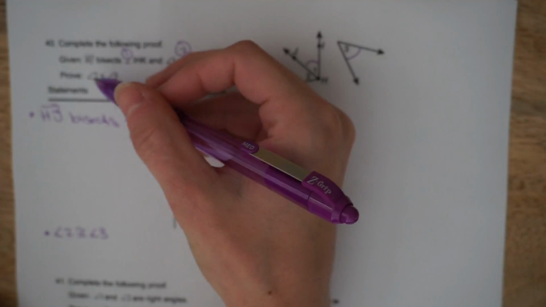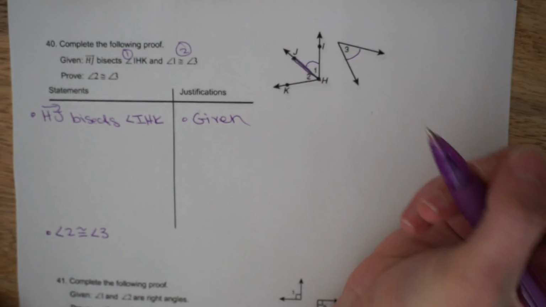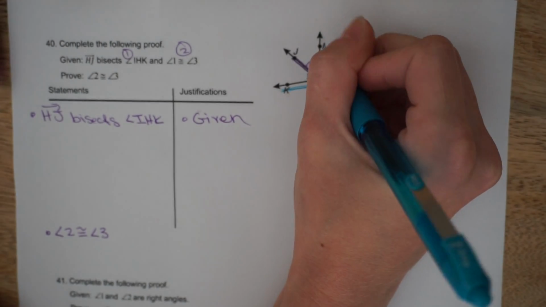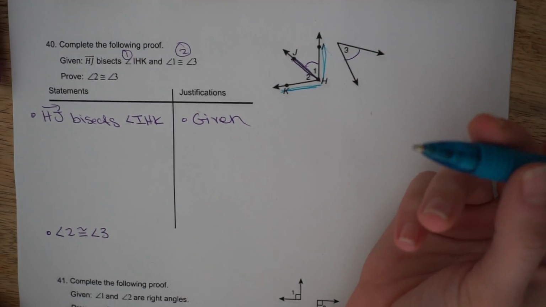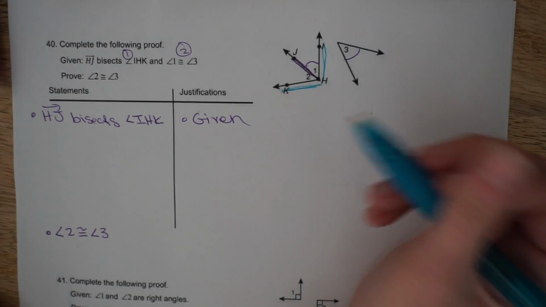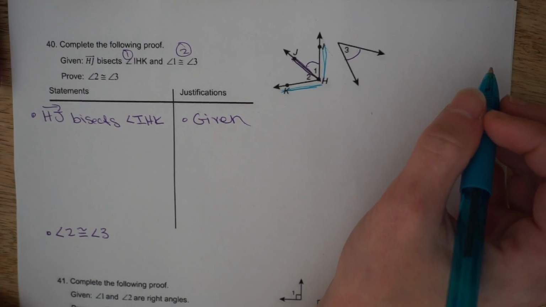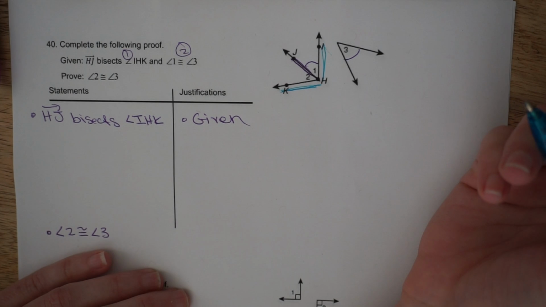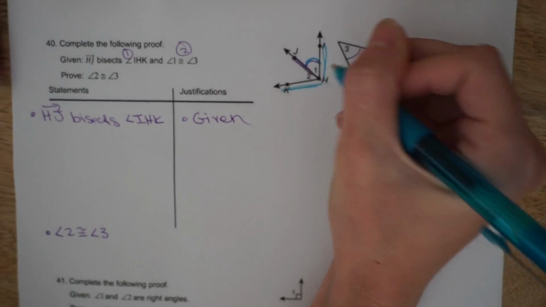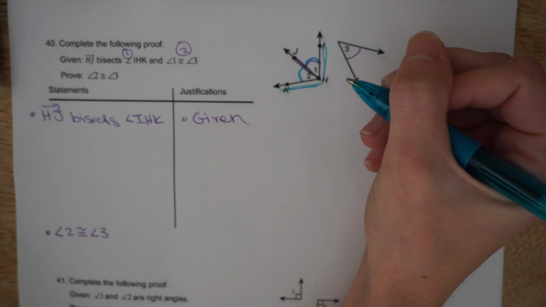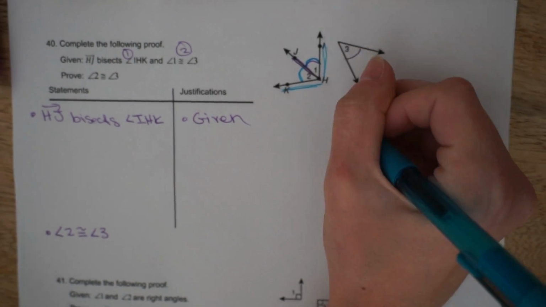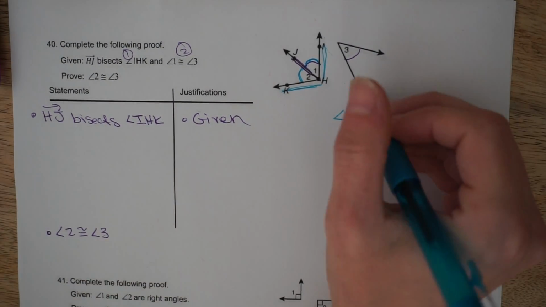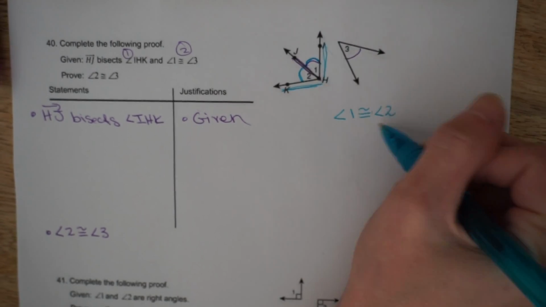So we know so far that this ray right here, okay, it bisects this whole angle right here, angle IHK. From what we learned in the past, if something bisects, okay, an angle or a segment or anything, it cuts it in half, right? So if it cuts it in half, then we have two equal parts. Angle 1, okay, and angle 2 are gonna be congruent. They're two equal parts, right? So I'm gonna write that down over here. Okay, so angle 1 is congruent to angle 2. Because this dude right here, ray HJ, bisects, right?